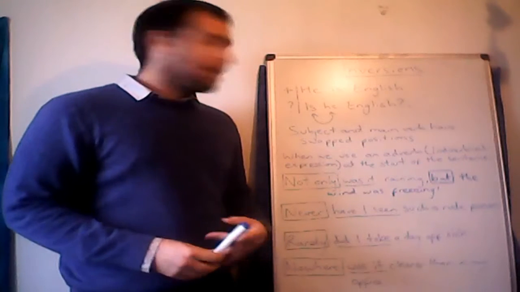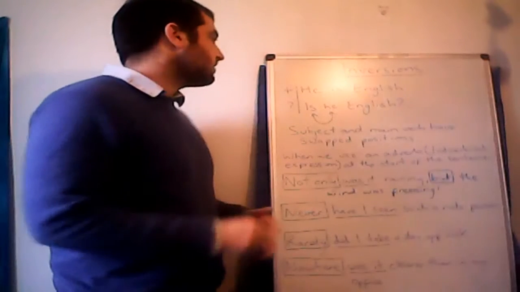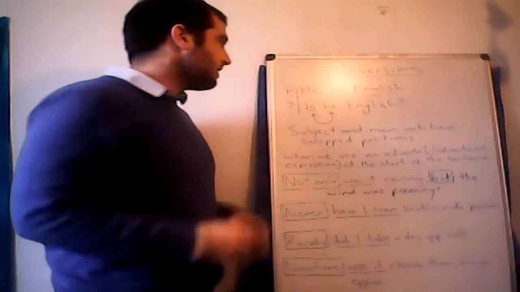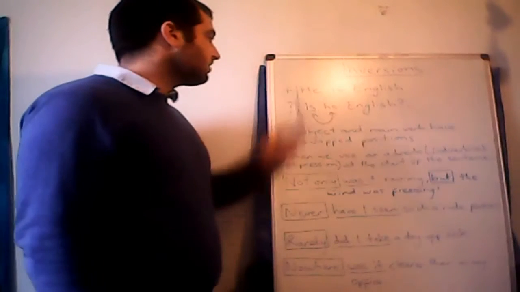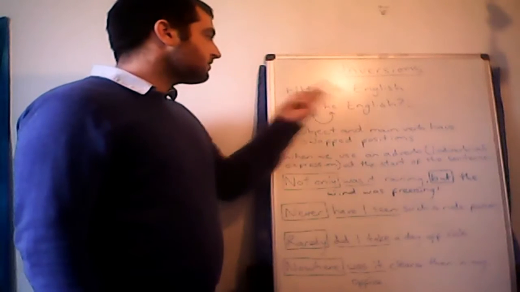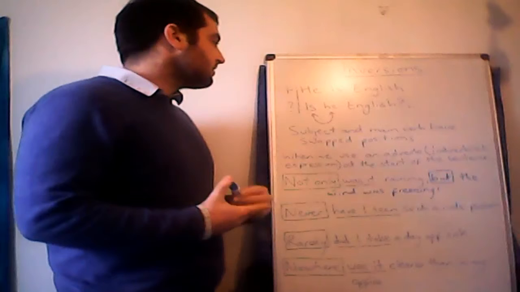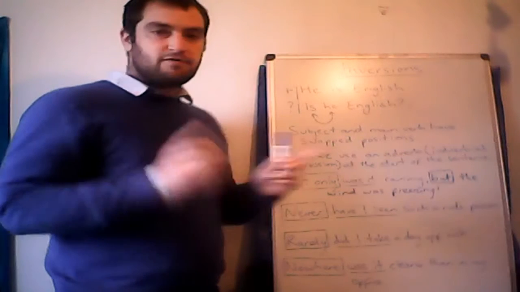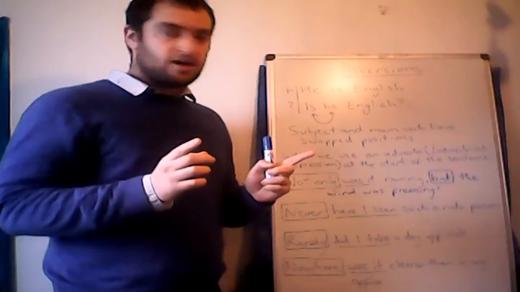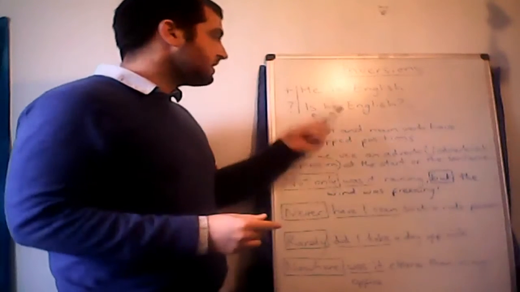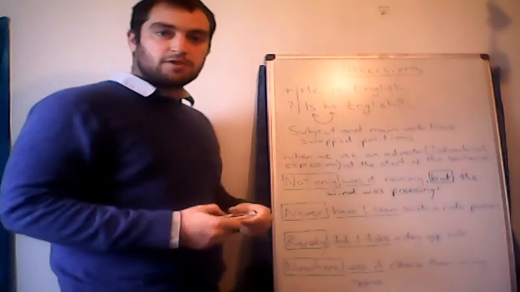So as many of you will have seen already, if we have an affirmative sentence like this one here, he is English, we use the subject first and then the verb follows the subject. But in a question, we invert the subject and the verb. So the subject and the verb here have swapped positions, becoming is he English? Becoming a question.